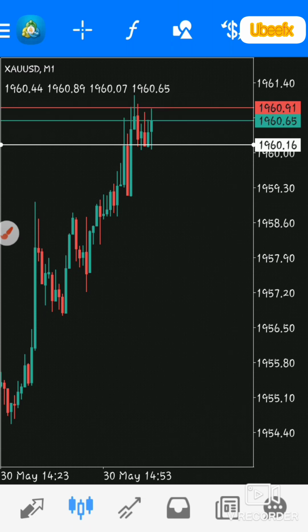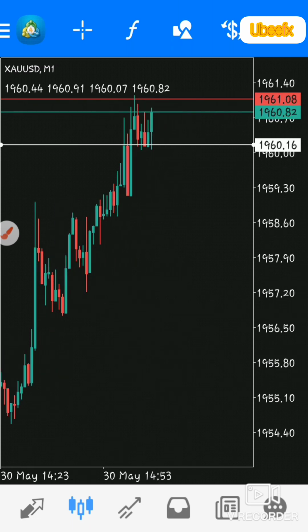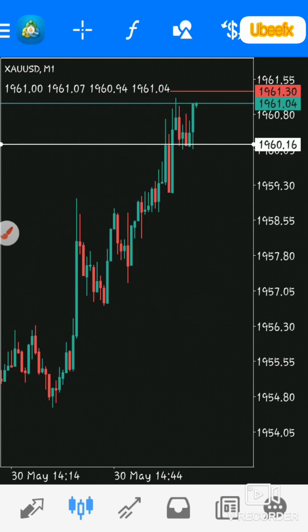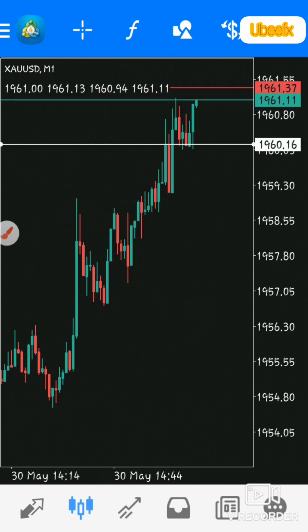Gold is already experiencing difficulties at this zone, experiencing difficulties, moving higher again. Let's see what's happening.